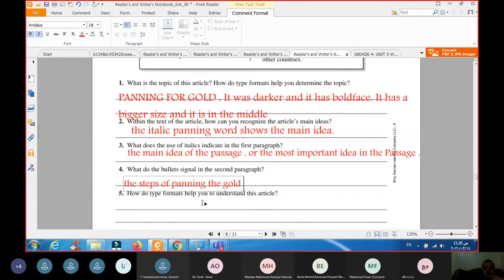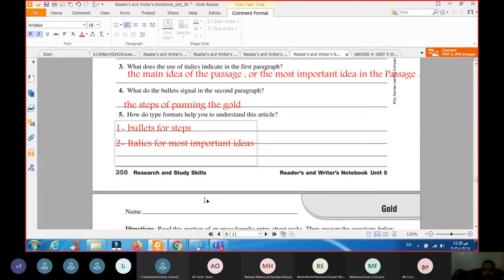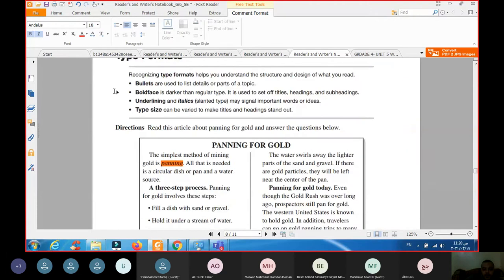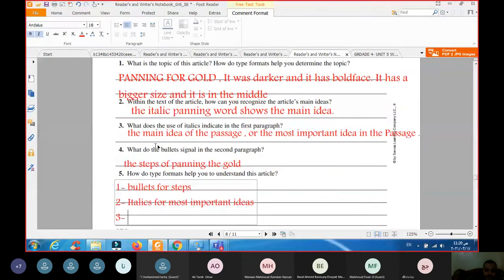Okay, how does type format help you to understand the article? I think number 1, bullets for steps. Number 2, italics for important ideas. Number 3, the boldface here is for what? Boldface for subheadings.